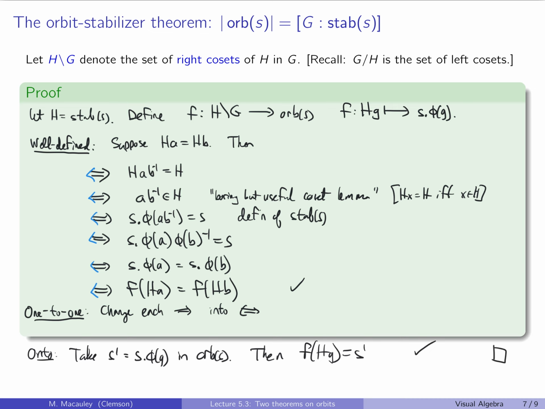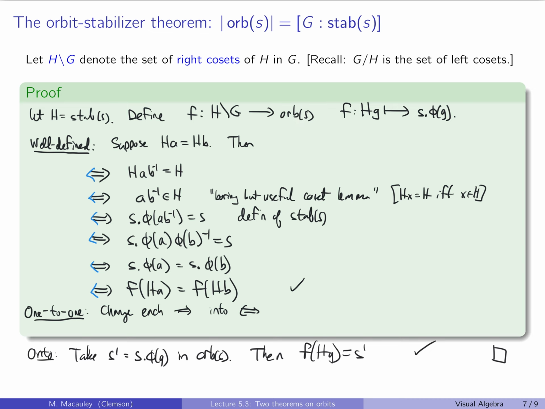Now remember, we do not want to show this is a homomorphism. I see that mistake sometimes. People try to do something like F of HA times HB equals, and they can kind of fake it notationally, but it doesn't make any sense because neither of these things necessarily have a group structure.